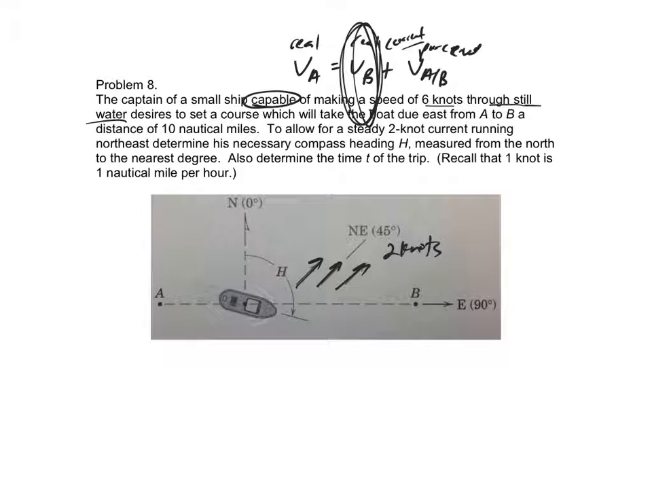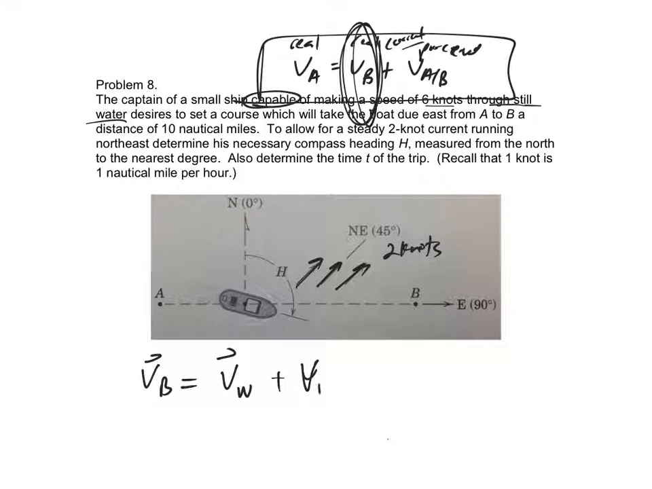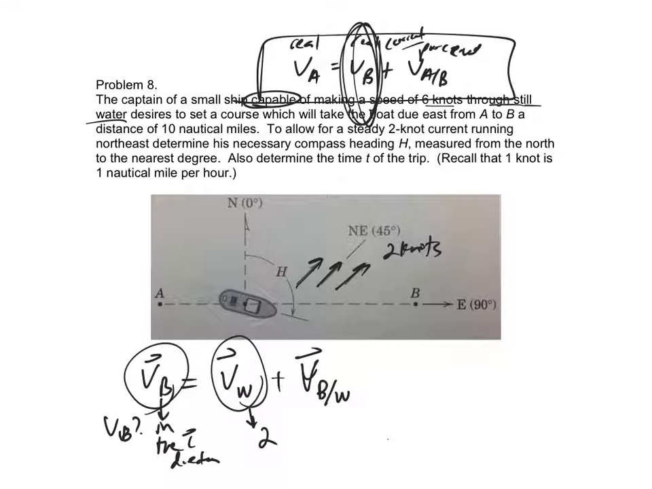Okay, so our current is our water. So thinking about this V_A equals V_B plus V_A/B, my V water is going to be right here, and we've got V boat, and so plus V boat with respect to the water, V_B/W. Alternate those subscripts. All right, so V_B, I don't know its magnitude, but I do know that it is in the i direction. V_W, I do know its magnitude, 2 knots, and I do know it is at 45 degrees.